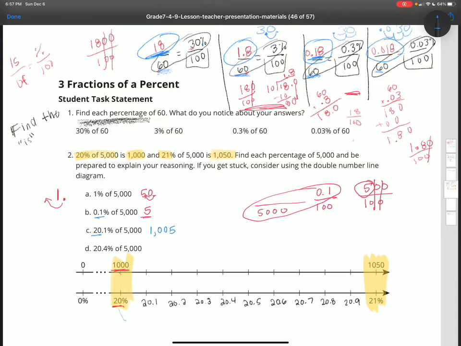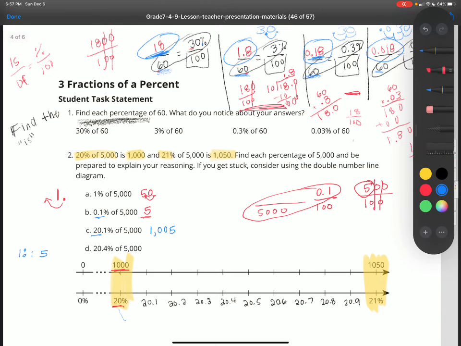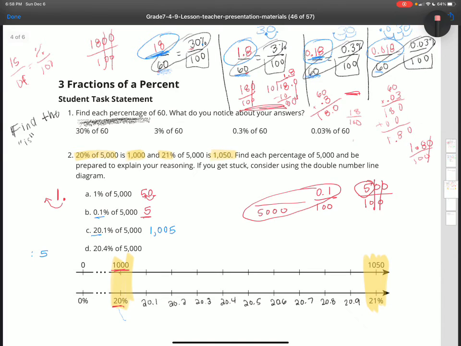Correct? So if 1% is 5, and I'm going to set up some ratio tables, let me write that again, because that looks like a discombobulated percent. So we know that 1% is equal to 5. Right? Okay? So then 0.1%, or not 0.1, 0.4.